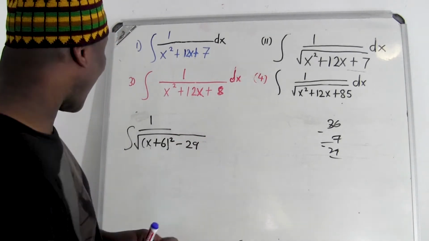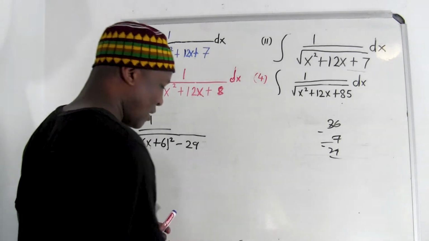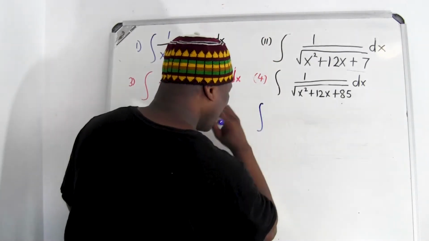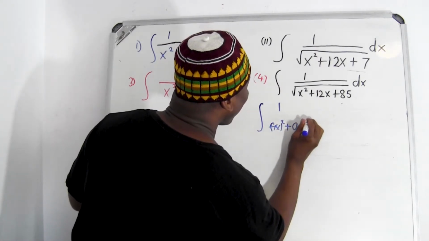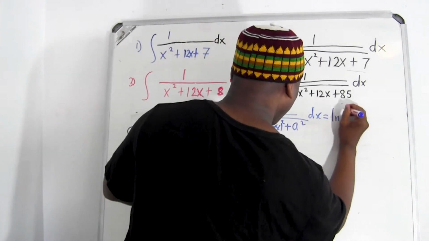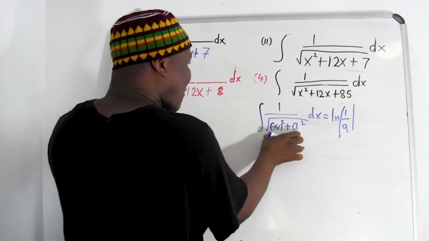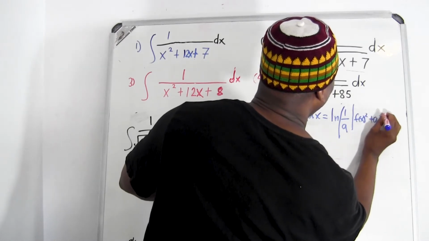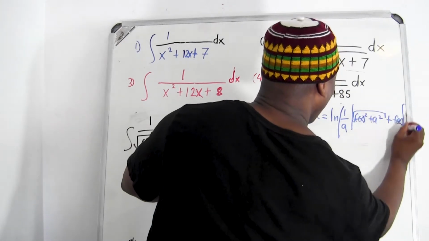So what we're going to do now, since we have that, we're going to use the same tactics, the same formula that I showed you. It says the integral of 1 over the square root of f of x squared plus a squared dx equals ln, absolute value of f of x plus the square root of f of x squared plus a squared, plus the constant.